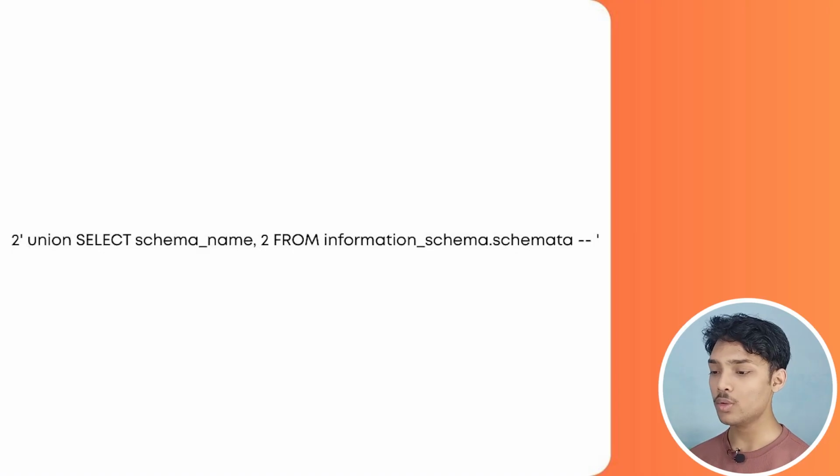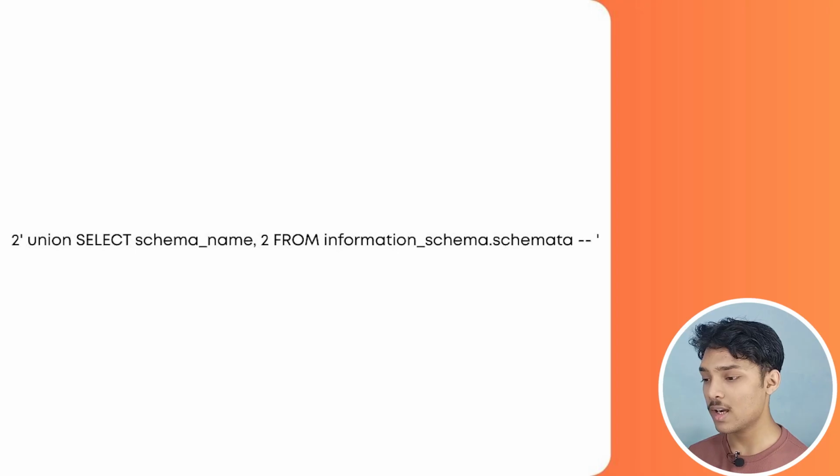Now we are going to type a command that looks like this: 2 comma union select schema_name comma 2 from information_schema.schemata // apostrophe closed. What this information_schema.schemata means is it holds the metadata of all the databases, and this will reveal all the schema or database names. For example, we have seen DVWA, or it can be storing SQL or performance_schema, etc., and many more.